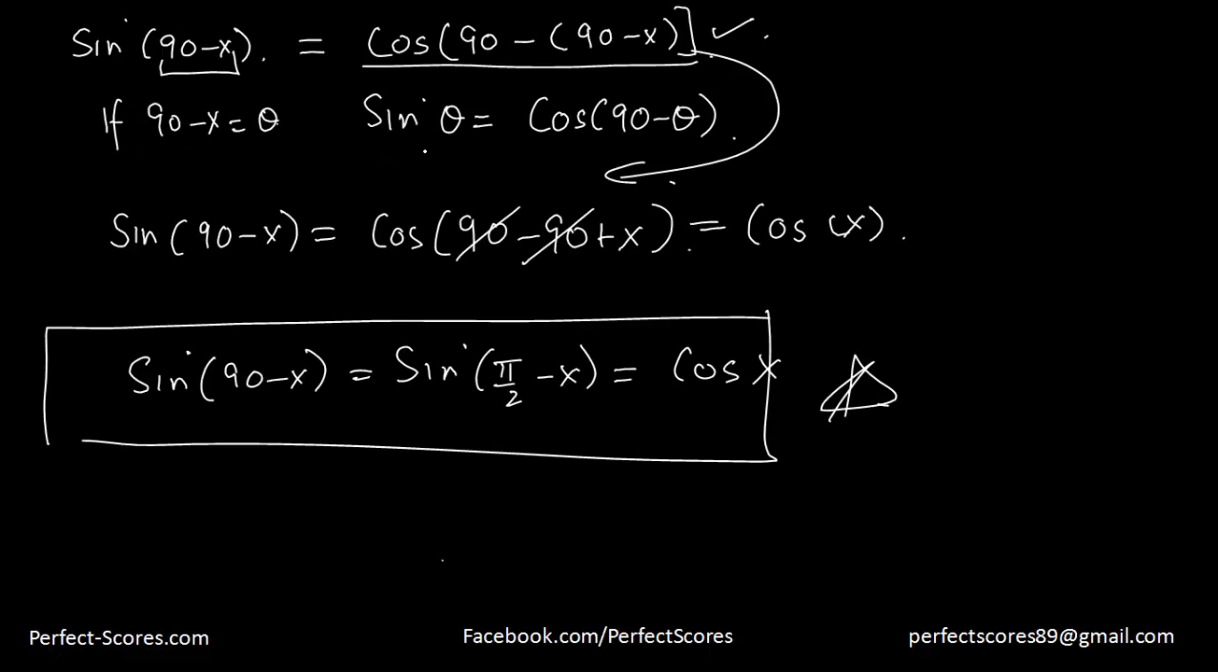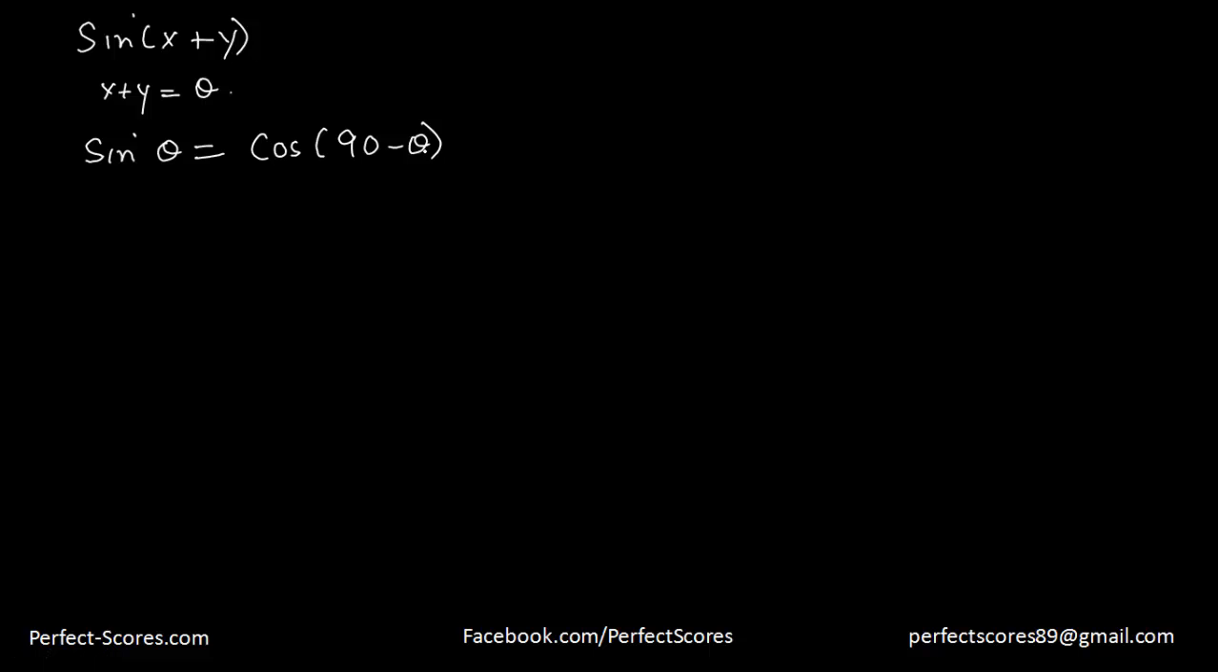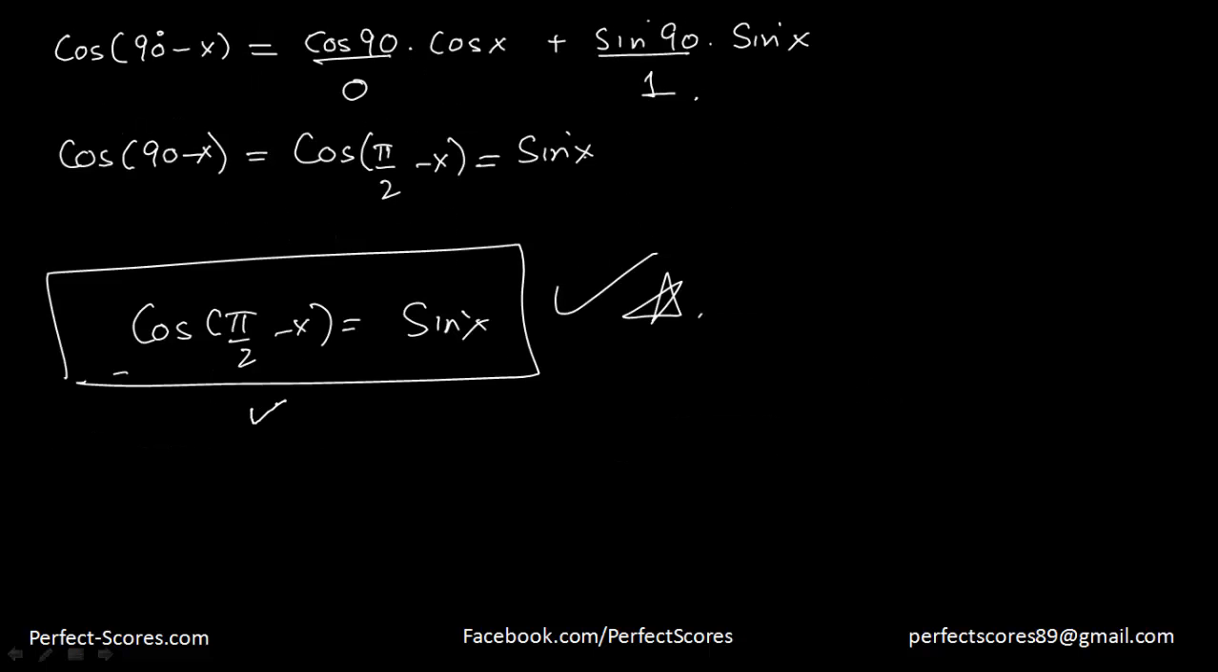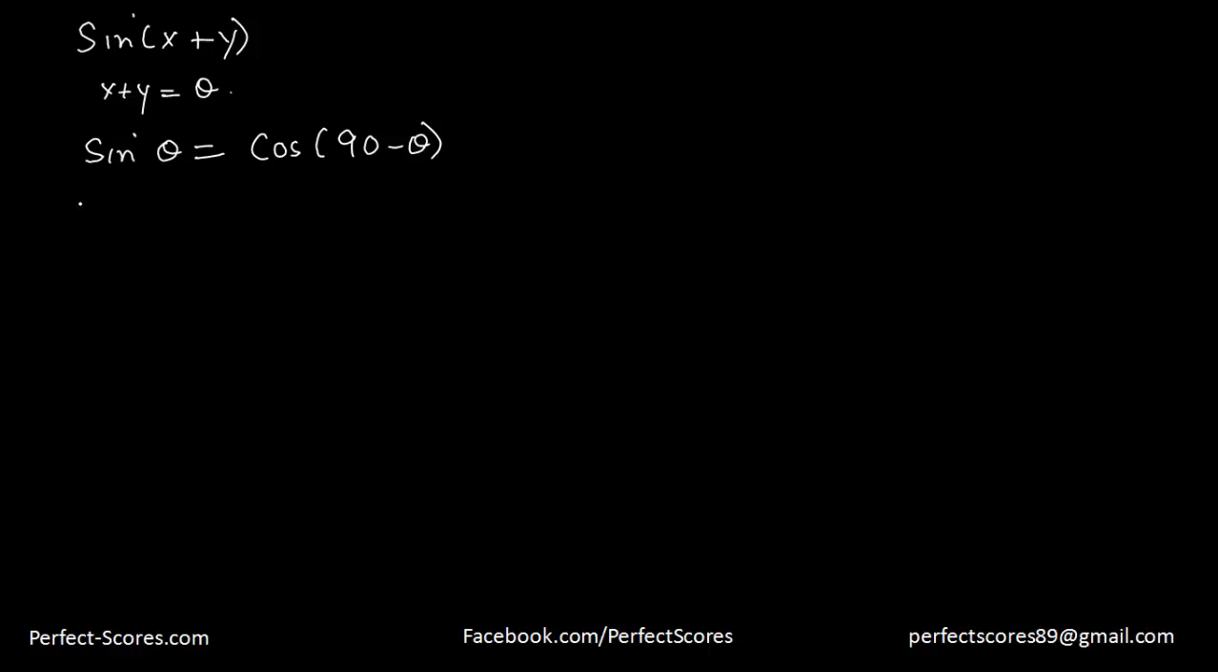Now let's go ahead and find out the value of sine of x plus y. Right? Now sine of x plus y. So let's say that x plus y is actually equal to theta. So the value of sine theta is going to be equal to the value of cosine of 90 minus theta, an expression that is right here. That sine of theta is equal to cosine of 90 minus theta. Which means that the value of sine of x plus y is equal to the value of cosine of 90 minus x plus y.